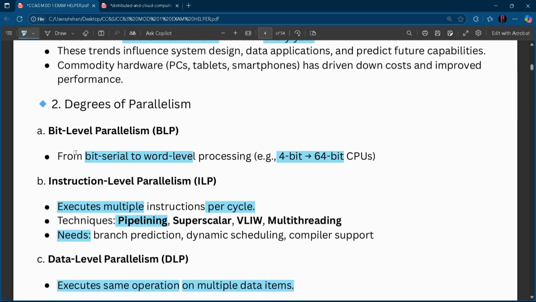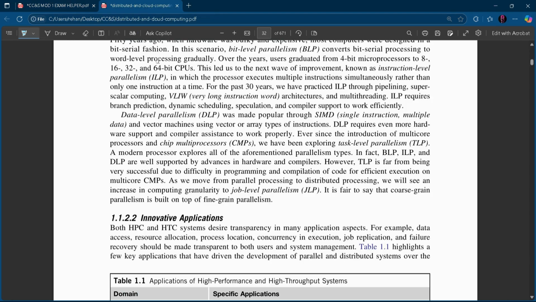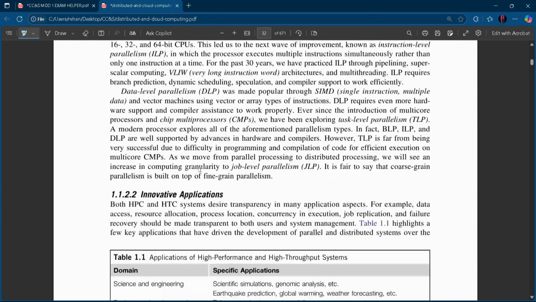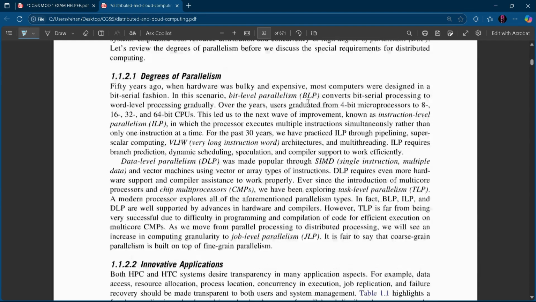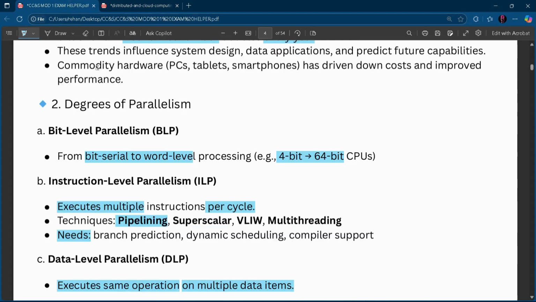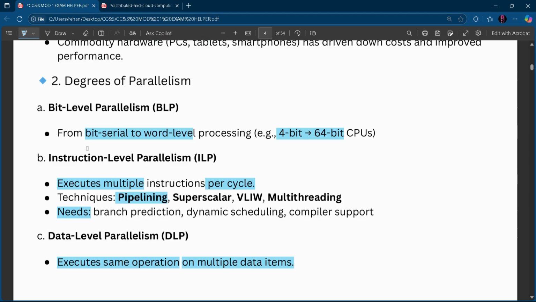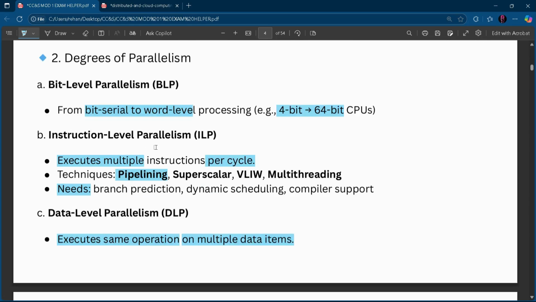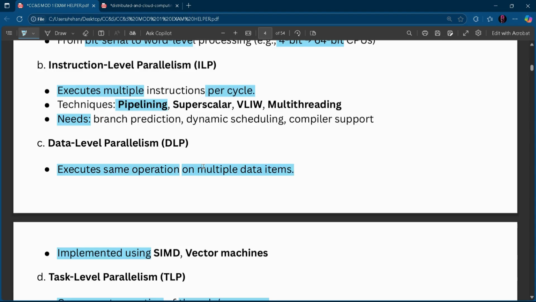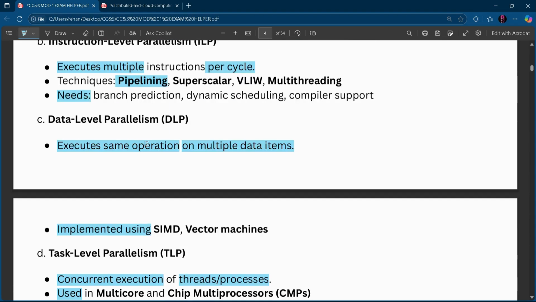Then we'll move to the degree of parallelism. We have many things mentioned here: BLP, ILP, DLP, and SIMD. We'll see that here. BLP is bit level parallelism, which is just converting from serial to word. Instruction level parallelism is like pipelining, executing multiple instructions per cycle. Data level parallelism is the same operation on multiple data. It's like SIMD, single instruction, multiple data.